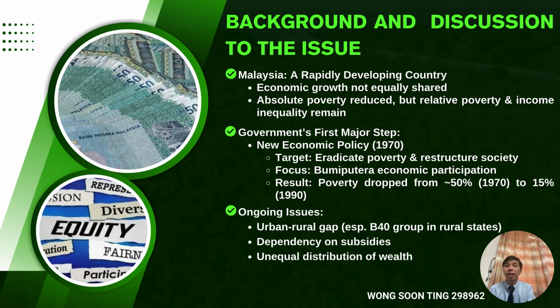The Malaysian government began addressing income inequality in 1970 with the New Economic Policy. It aimed at addressing poverty and restructuring society to ensure fair participation in the economy, especially for the Bumiputera rural community. While the NEP succeeded in lowering poverty from around 50% in 1970 to 15% by 1990, it also created long-term issues like dependency on subsidy and unequal resource distribution.